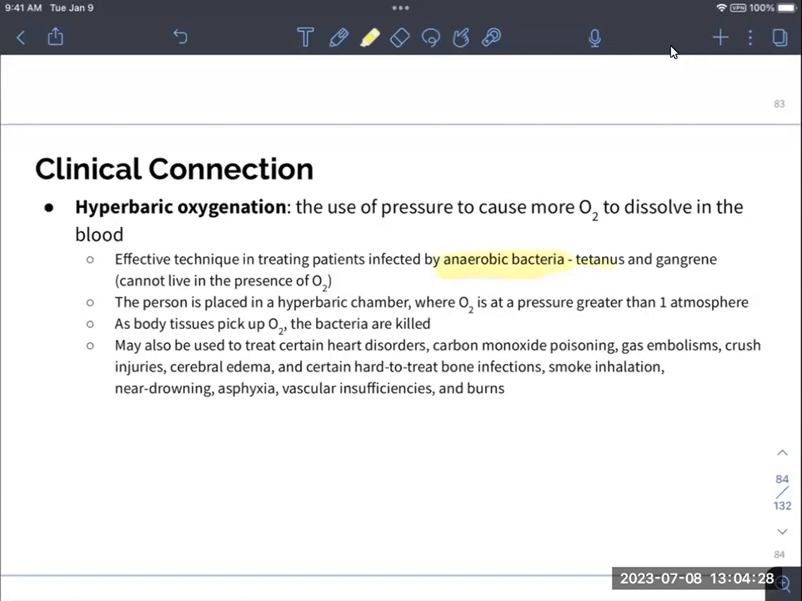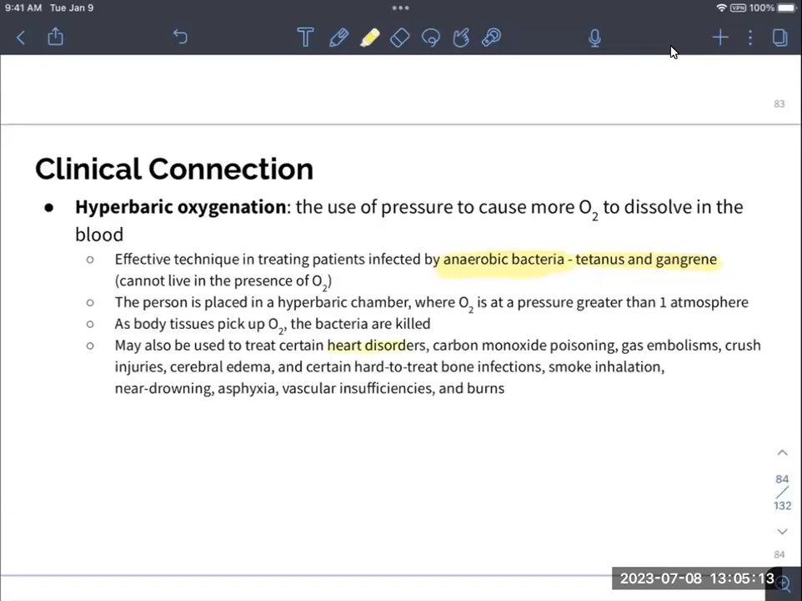Tetanus and gangrene are two different bacteria that cannot live in the presence of oxygen. So these people can be placed into a hyperbaric chamber, so that there's more oxygen in that air. It's at a greater pressure, greater than 1 atmosphere pressure. So these body tissues are going to pick up more and more oxygen. The more oxygen these tissues pick up, it causes this bacteria to be killed because they can't live in oxygen.